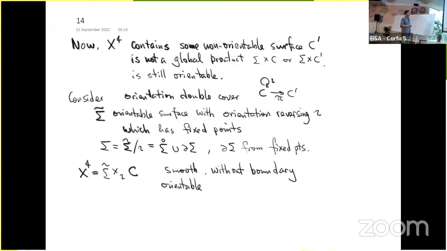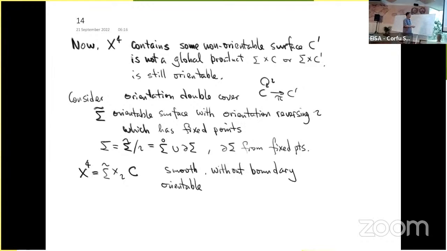Okay, so a non-orientable surface has an orientation double cover with a Z2 action on the total space. And we also assume that we start with an orientable worldsheet, which has an orientation-reversing map, which has fixed points. And therefore, if you take the quotient, you have a worldsheet with boundary, where the interior comes from the original worldsheet points that are not fixed, but the boundary comes from the fixed points.